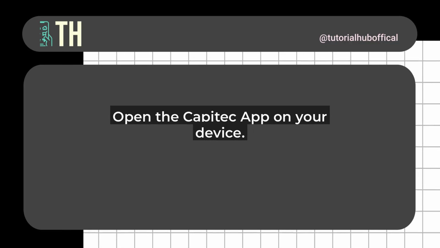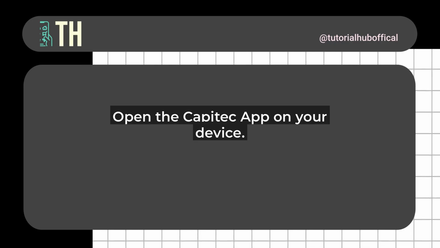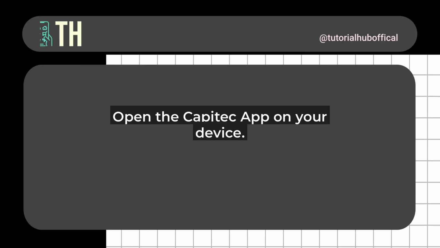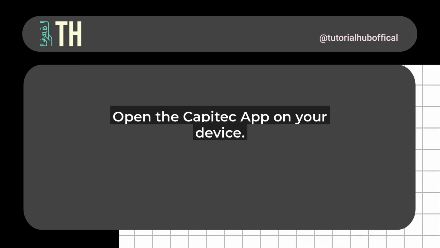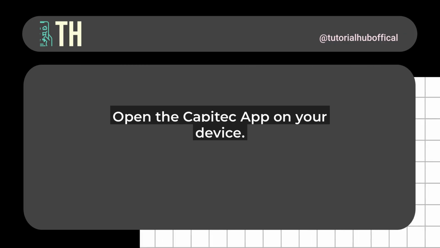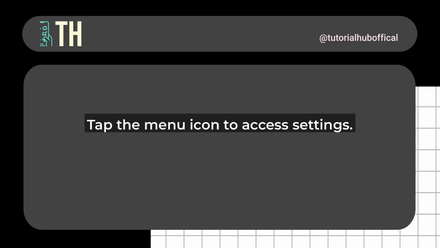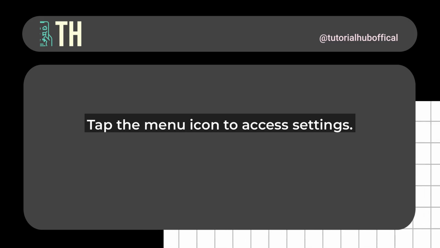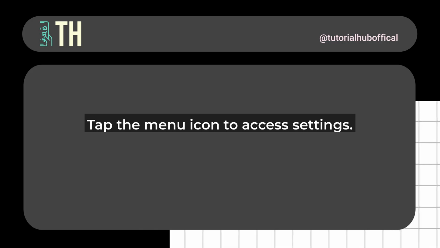Step 1. Open the Capitec app on your device. You'll land on the home screen, which shows your accounts and quick options. Step 2. Tap on the menu icon. It's usually represented by 3 horizontal lines or a gear symbol in the top corner. This will open up your app's main menu.